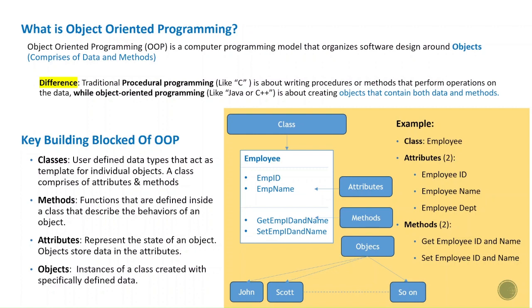So there could be one or more. Like for example, one of the objects of this class could be John. He has his own employee ID, his name, and that particular object will allow to set and get employee ID and name for John, and so on.